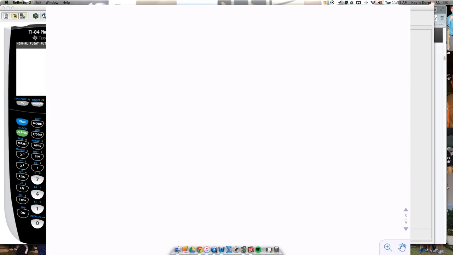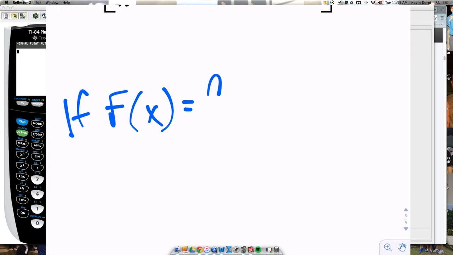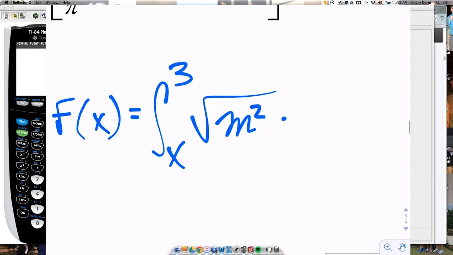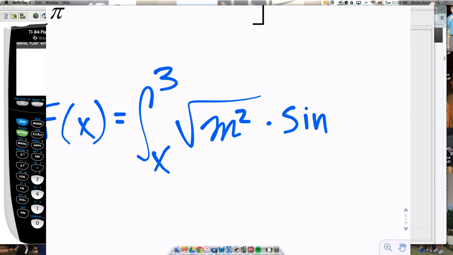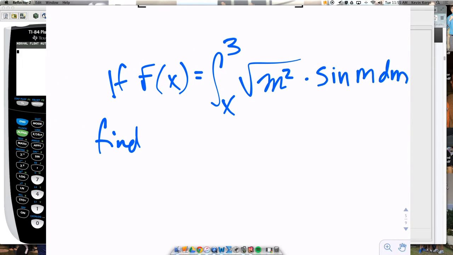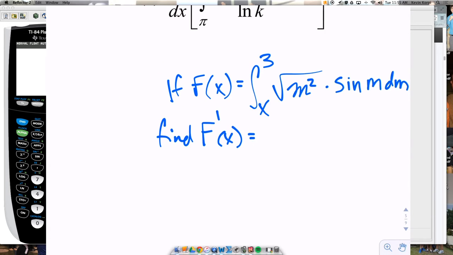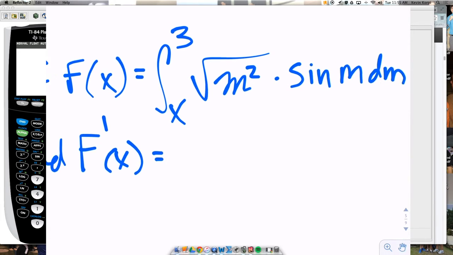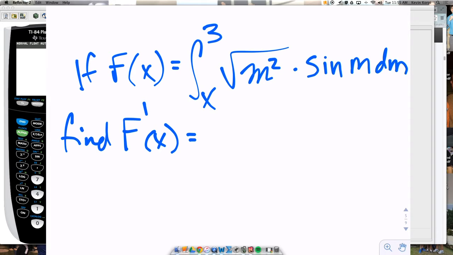All right, here's a bonus problem. If big F of x is equal to the integral from x to 3 of the square root of m squared times sine of m dm, find big F prime of x. All right, is that a fundamental theorem part 2 question? How do you know?